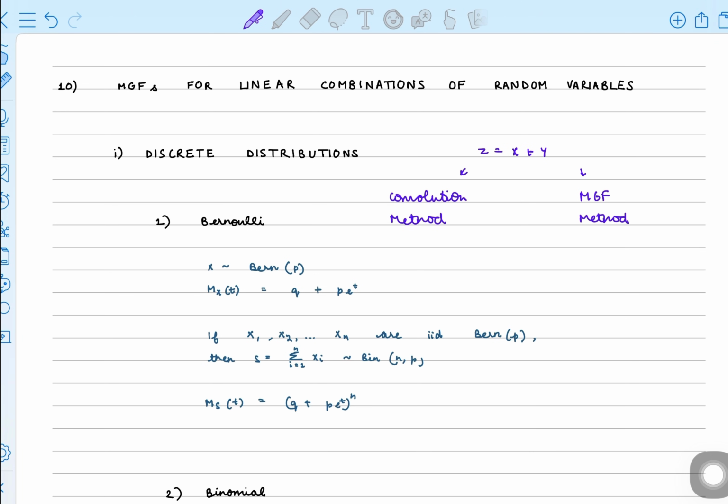The idea for this is simple and it has already been covered in the previous chapter. If x and y are independent, then the MGF of x plus y is given by the product of the MGF of x and the MGF of y. In this section, we're going to be looking at how to derive the MGFs for linear combinations under discrete and continuous distributions.